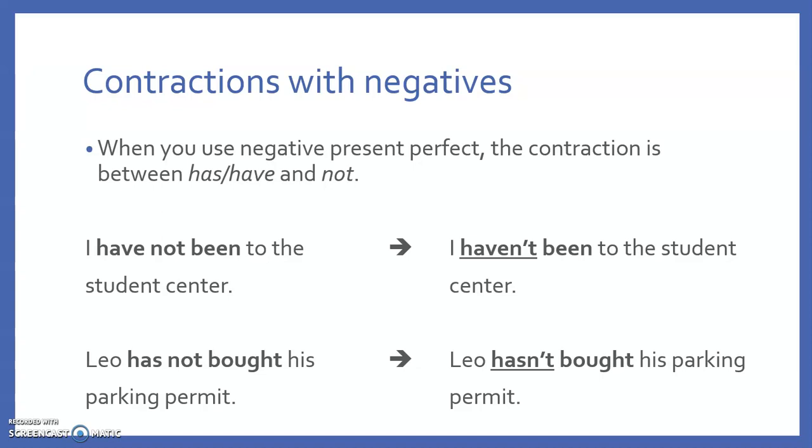When you use negative present perfect, the contraction is between has or have and not. For example, I have not been to the student center can become, I haven't been to the student center. Leo has not bought his parking permit can become, Leo hasn't bought his parking permit.